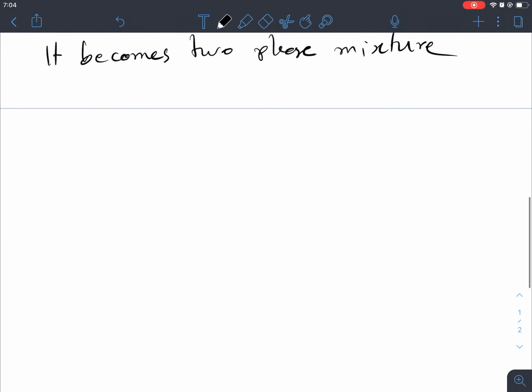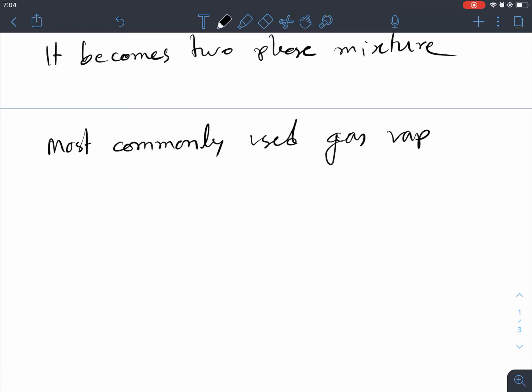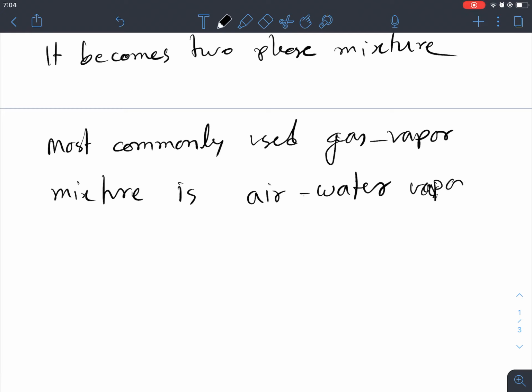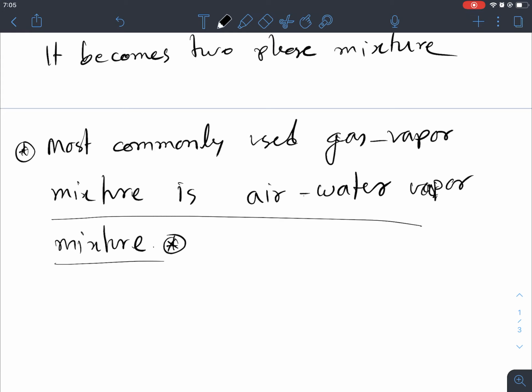The most commonly used gas vapor mixture is the air water vapor mixture, right? So again, in summary, gas vapor mixture is nothing but the mixture of air and water. When we decrease the temperature, it becomes condensate.